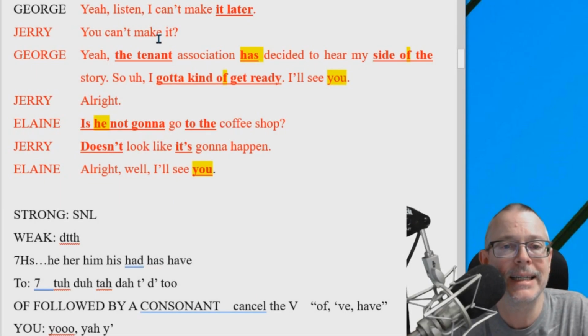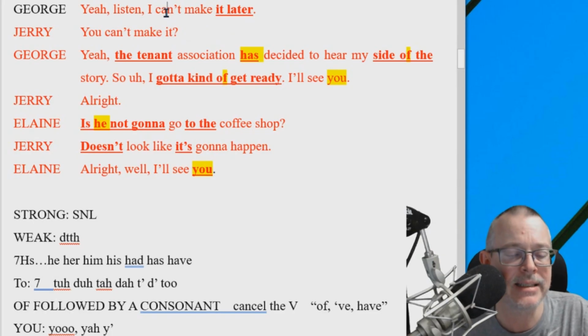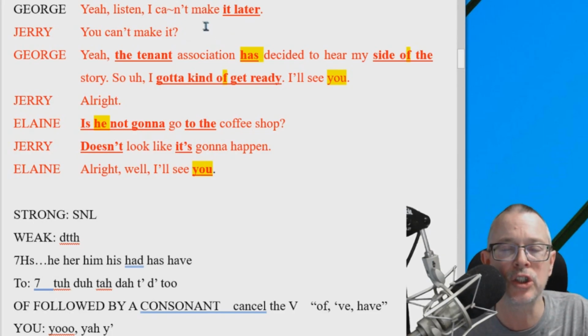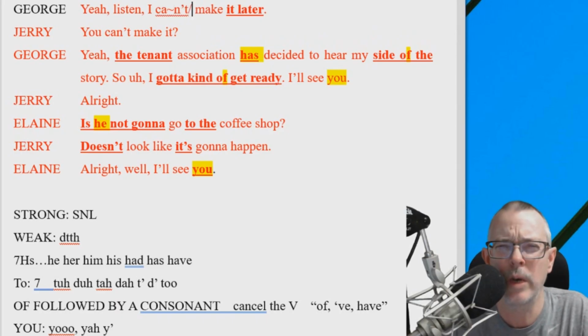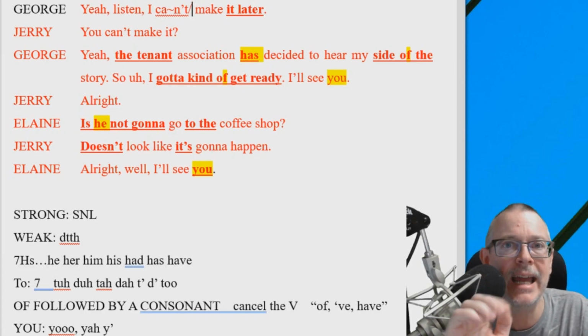Yeah, listen, I can't make it later. So when we do this "can't" sound, you guys, make sure we stretch the short A in "can't" and stop the T. Okay, we want to stop that T. We don't really want to cancel it. It's possible to cancel the T, but don't. Stop it. So "can't," but we're not going to finish the T. Instead of releasing the T, we're just going to go to the T. "Can't," but just stop. "Can't."